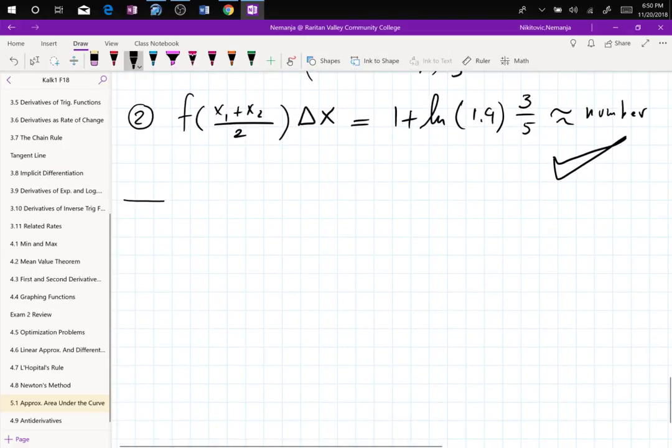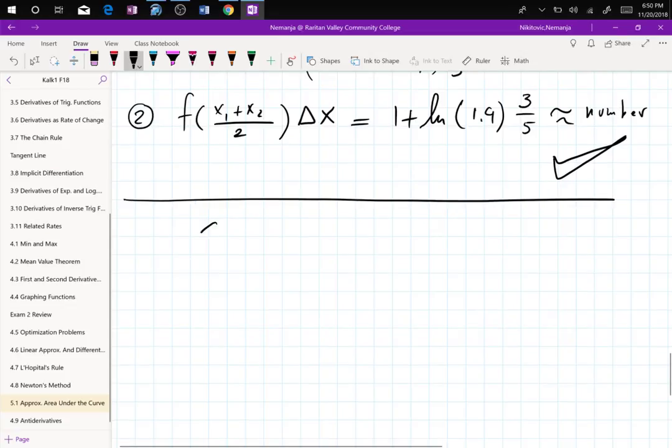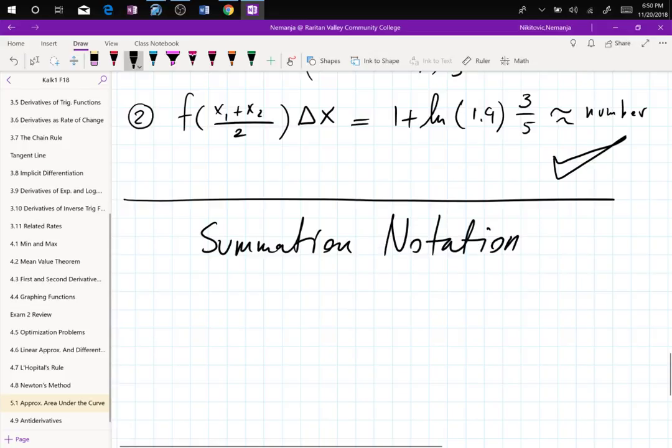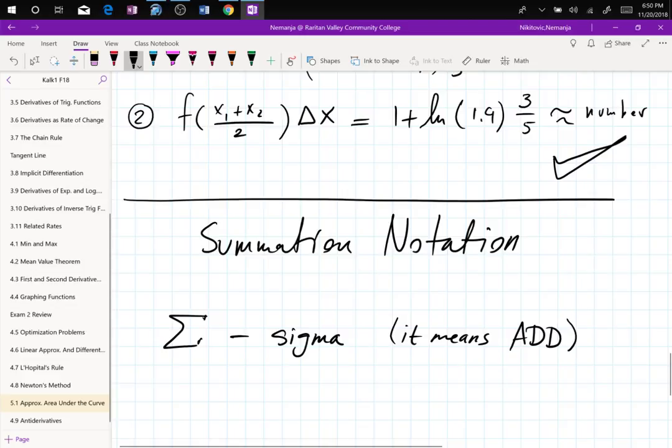Summation notation. So summation notation, this is what it says. First off, we have the symbol for it, right? And this is called sigma. It means add, right?